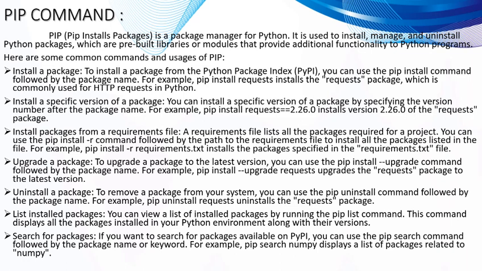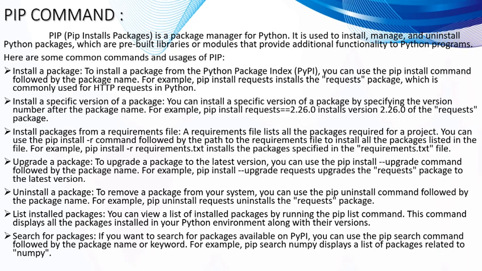Upgrade a package. To upgrade a package to the latest version, you can use the pip install --upgrade command followed by the package name. For example, pip install --upgrade requests upgrades the requests package to the latest version. Uninstall a package. To remove a package from your system, you can use the pip uninstall command followed by the package name. For example, pip uninstall requests uninstalls the requests package.